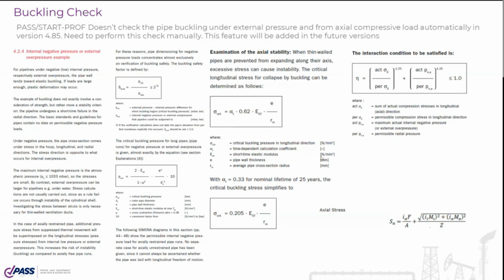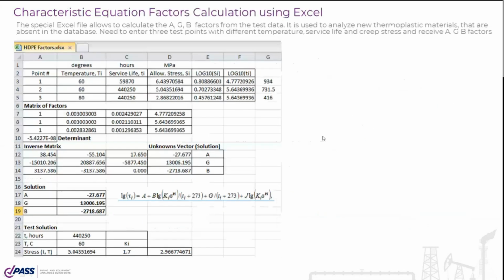Okay, so now let's check another feature. For example, you have some new material which is not included in the StarProf software, for example some custom material by some manufacturer. So you should ask the manufacturer to provide you the values of A, G, B, and J factors. But if they can't provide you those values, you can calculate them using Excel. We have a special Excel file.